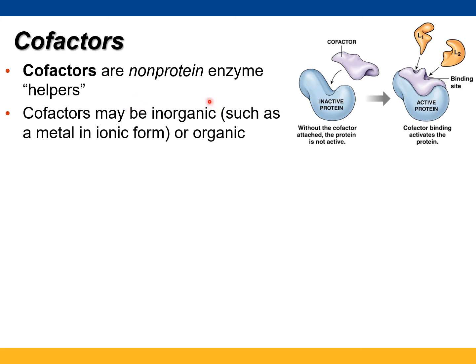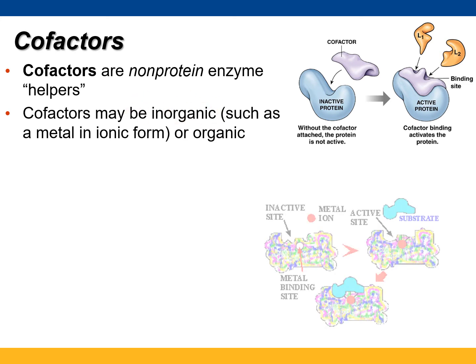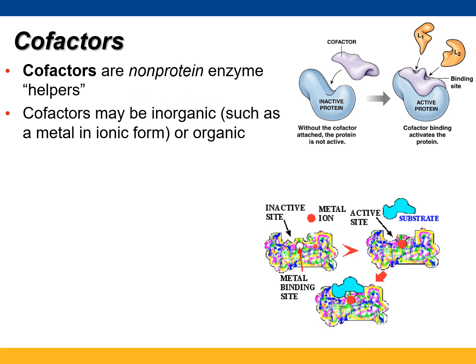Cofactors don't even have to be organic molecules. They can be inorganic, like a metal ion. For instance, calcium is very, very common as a metal cofactor in cells. Magnesium is also common. Or if we think about hemoglobin, what's the metal that we think about? Iron. So iron in the hemoglobin helps create an active site for binding oxygen. So cofactors can be organic, they can be inorganic.